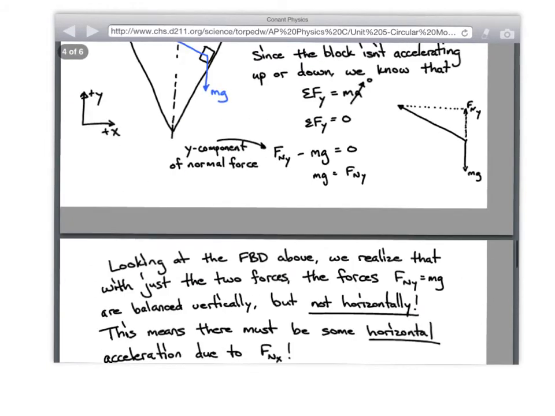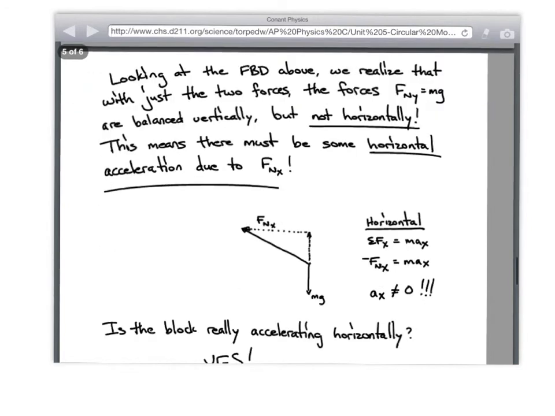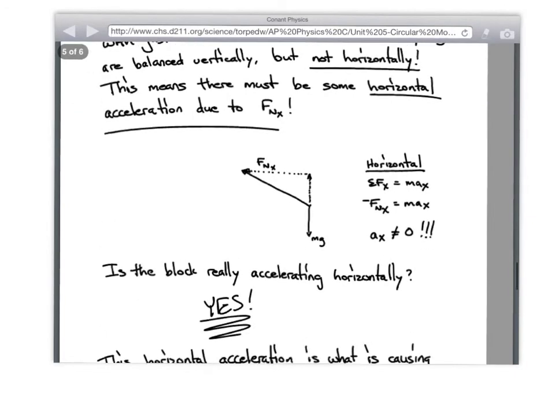All right. Looking at the free body diagram above, we realize that with just the two forces, the forces vertically are balanced, but not the horizontal ones. They can't be, because there has to be an acceleration toward the center. Is the block really accelerating horizontally? Yes, because it's going in a circle.